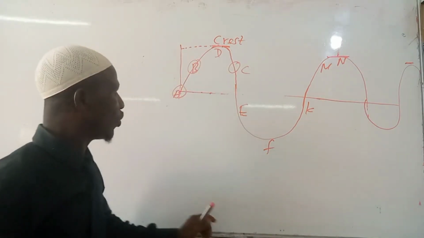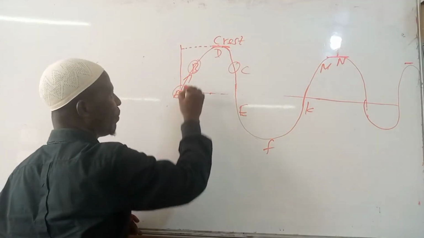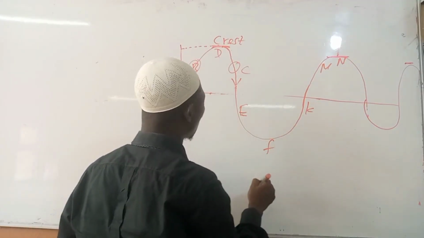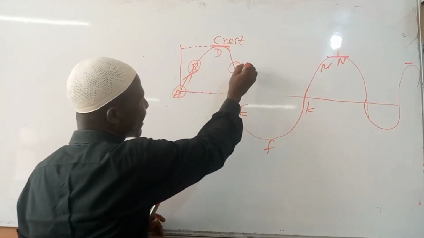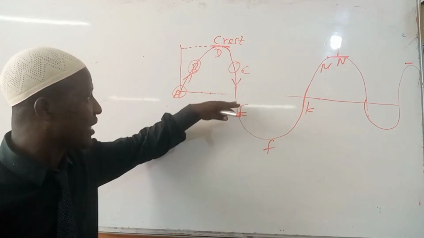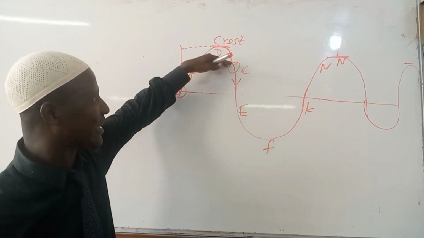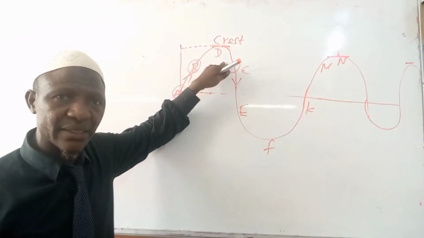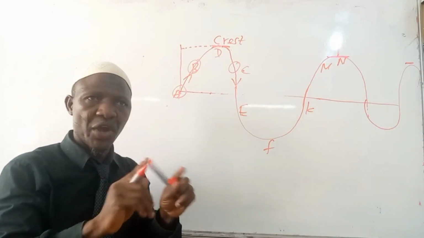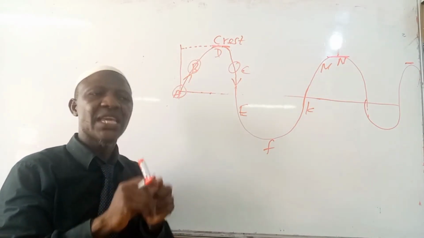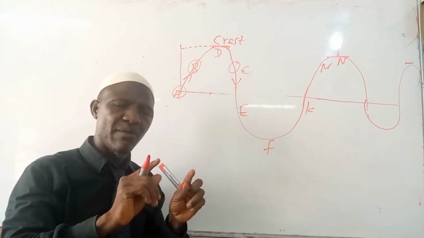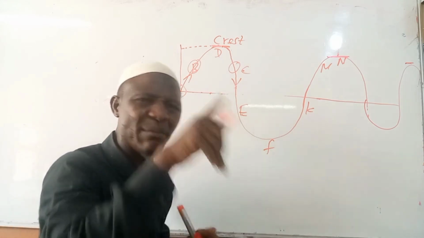Now, look at it. Here the wave is going up, and it's coming down here. So this particle and this particle, though they are at the same height, are not in phase. Particles or waves are said to be in phase if they are at the same vertical displacement in the same direction.